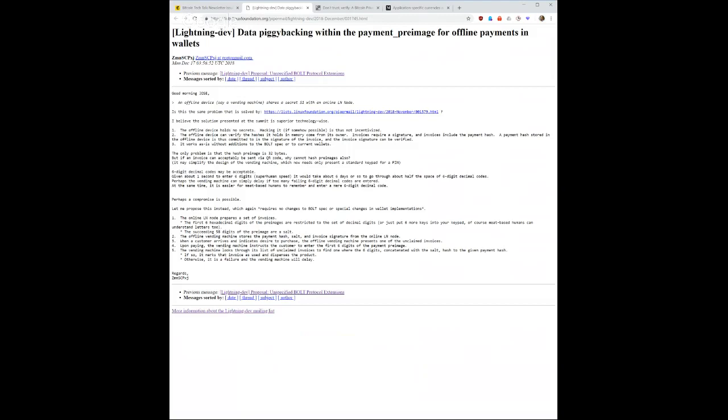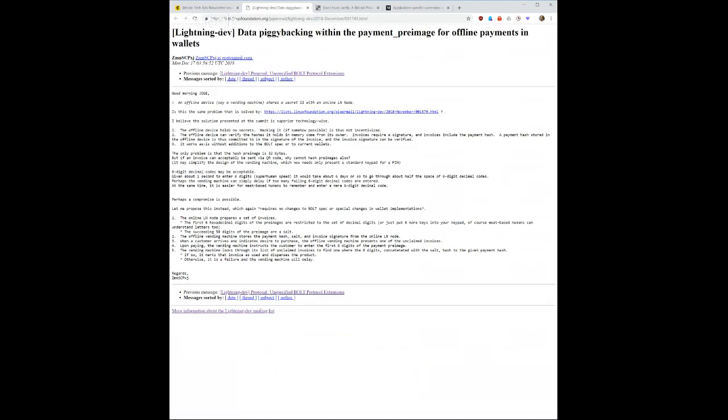The offline vending machine stores the payment hash, salt, and invoice signature. The customer arrives and indicates the desire to purchase. And the offline vending machine presents an unclaimed invoice. Upon paying, the vending machine instructs the customer to enter the first six digits of the payment pre-image. The vending machine looks through its list of unclaimed invoices to find one where the 6 digits concatenated with the salt hash to the given payment hash. If so, then it dispenses the product.